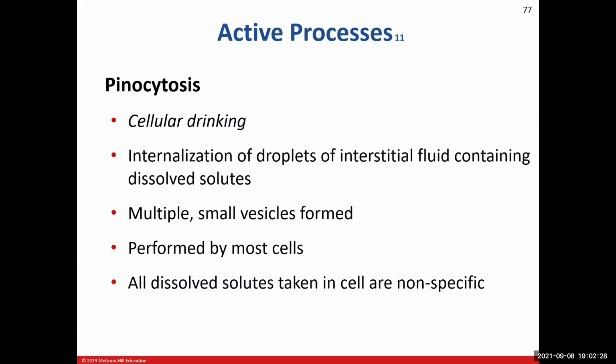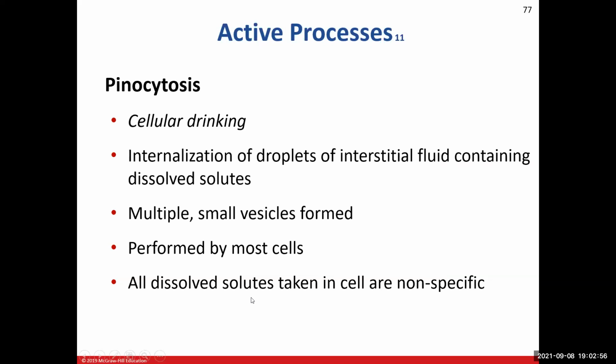All right, pinocytosis, this is the cell drinking. So that means we're going to be dealing with liquid, fluid, all right? So you could have these small droplets in the interstitial fluid, all right, that have these dissolved solutes, a whole bunch of different types. It could be dissolved molecules, ions or whatnot. So you can have several of these going on at the same time.